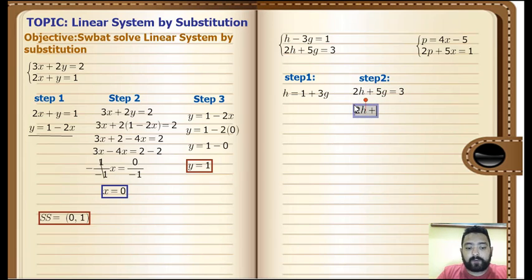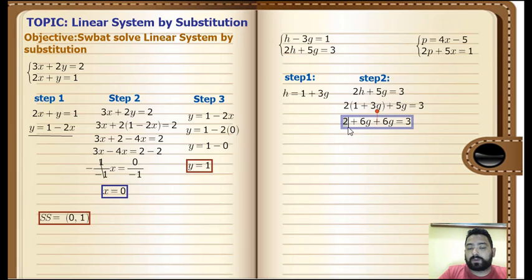So it will be 2, open parentheses. Remember, the value for h is 1 plus 3g, close parentheses. Then plus 5g after the parentheses, equals 3. Then we solve it using the distributive property: 2 times 1 and 2 times 3. 2 times 1 gives us 2, plus 2 times 3 gives us 6g, plus 5g equals 3.